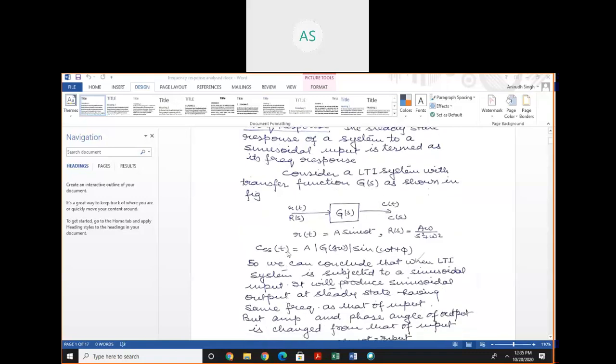Similarly, the steady state response for this input is c(t) equal to A multiplied by the magnitude of G(j omega) times sin(omega t plus psi). So we can say that when an LTI system is subjected to a sinusoidal input, it will produce a sinusoidal output at steady state having the same frequency. The frequency of both input and output is the same, but there is a difference in amplitude and phase.